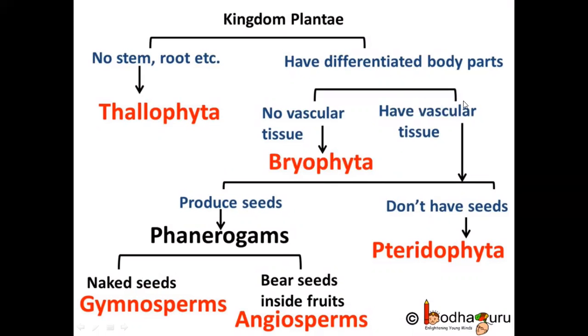Those which have the vascular tissues, xylem and phloem, are again subdivided into two broad categories: those which do not produce seeds and those which produce seeds. If they do not produce seeds, we call them pteridophytes, and if they produce seeds, we call them phanerogams. Phanerogams are again divided into two parts. If they have naked seeds, we call them gymnosperms, and if they bear seeds inside fruits, they are called angiosperms.